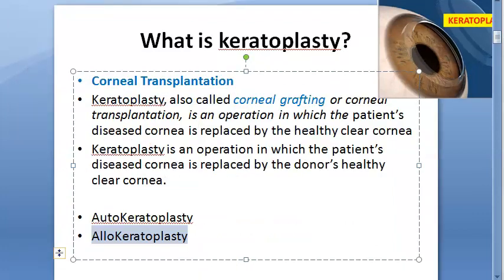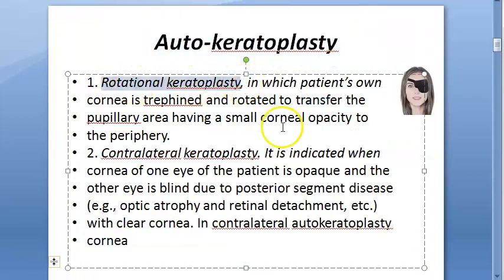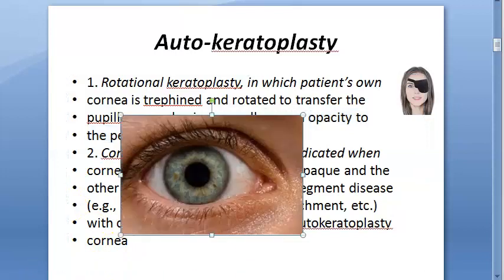Guys, do you know that there is something called autokeratoplasty and allokeratoplasty? Auto is where they use self tissue, and allo is where they are using a donor. Usually we are referring to allokeratoplasty. So in autokeratoplasty, what will they do? The patient's own cornea, they rotate it so that they can transfer the opacity to the periphery. This is the pupillary area. They are trying to keep this area at least clear.